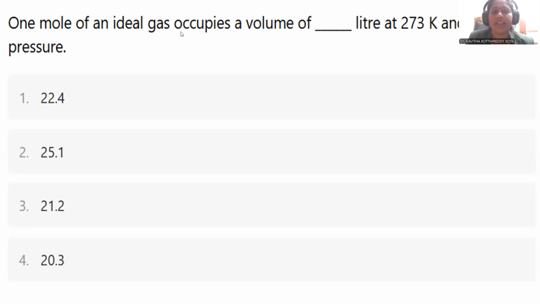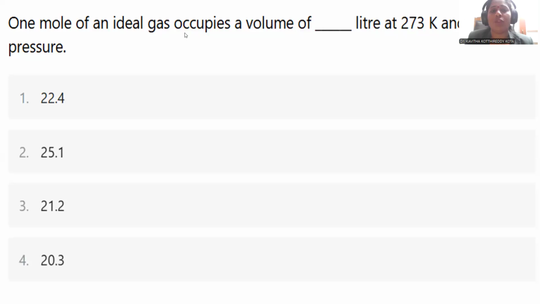1 mole of an ideal gas occupies the volume of dash liters at 273 Kelvin and 1 atmospheric pressure. Right? So it is the question taken from the gaseous state. Ideal gas occupies the volume to be identified. So that is given in the different values in different options. We have to go for the calculation of this one.